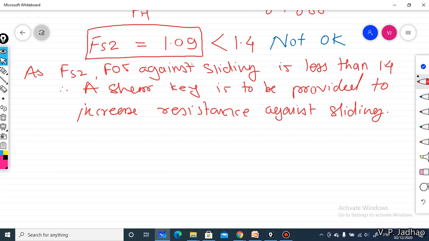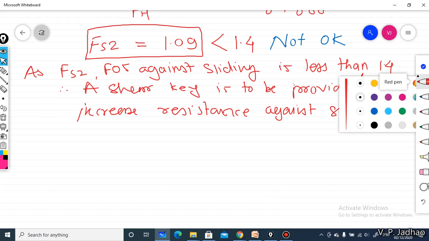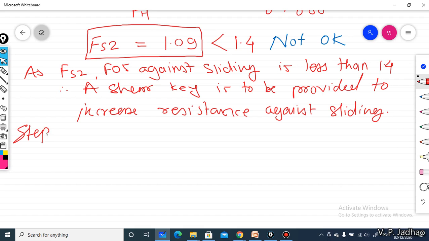Okay, so up to this point we have done the check for overturning and check for sliding. Now we have to find out the pressure under the base slab. Okay, so step number 4 is pressure under base slab.